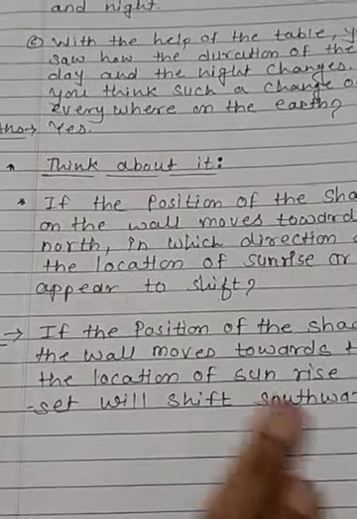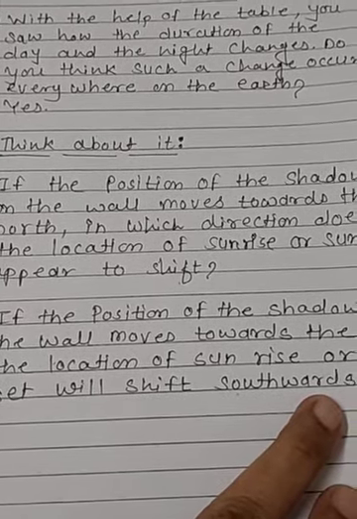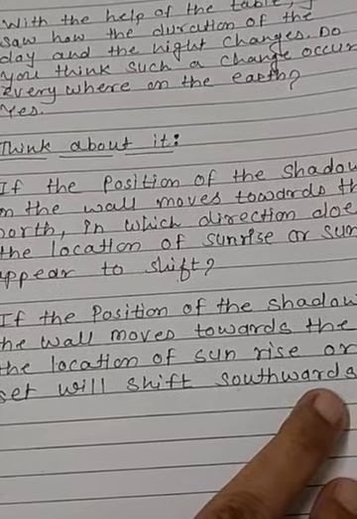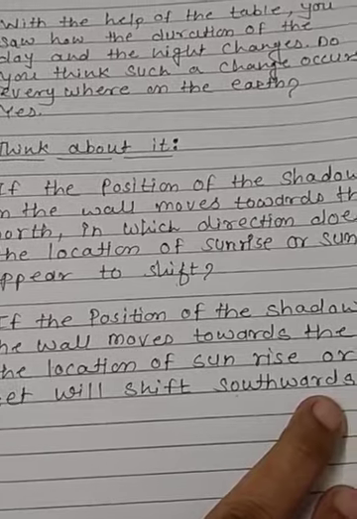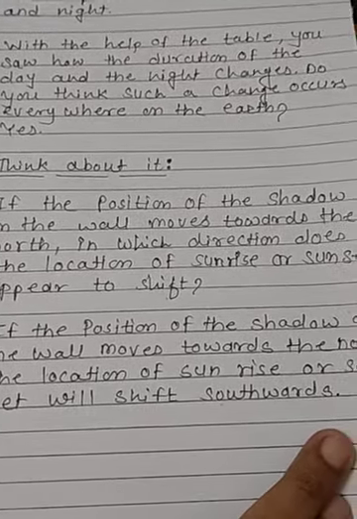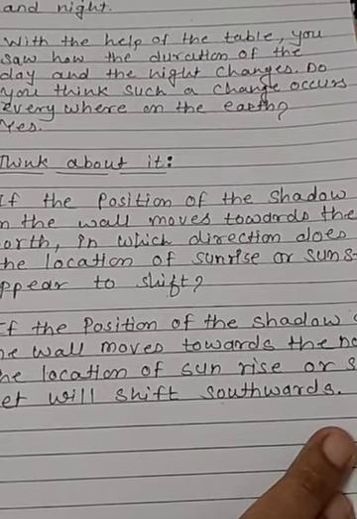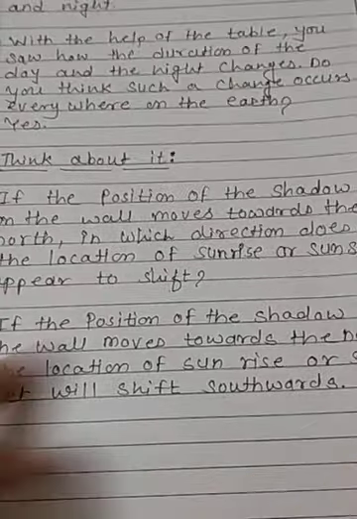Now think about it. If the position of the shadow on the wall moves towards the north, in which direction does the location of sunrise or sunset appear to shift? See, if the position of the shadow on the wall moves towards the north, the location of the sunrise or sunset will shift southwards. Okay, now here are also some small activities given in your textbook.